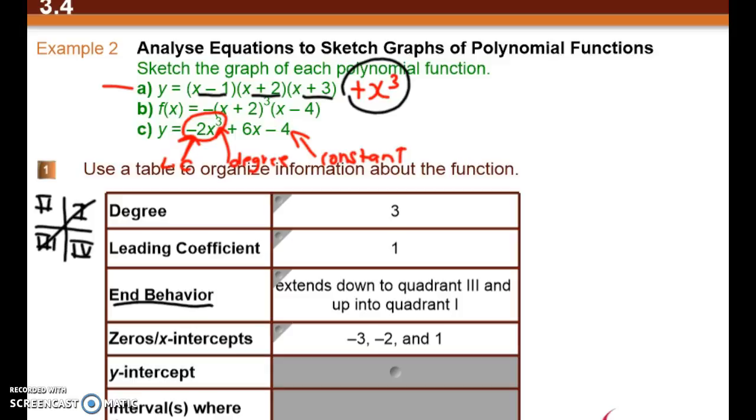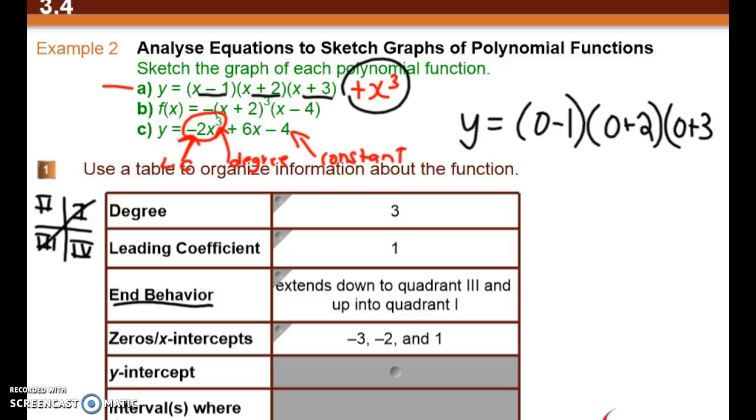Okay, the y-intercept works the same way as how we've always found a y-intercept. We've always found a y-intercept by putting 0 in for your x's. It still works that way. So if I'm finding my y-intercept, I put 0 in for my x's. So this gives me minus 1, this gives me 2, this gives me 3. If I multiply those all together, I get negative 6. So that should be what my y-intercept is.